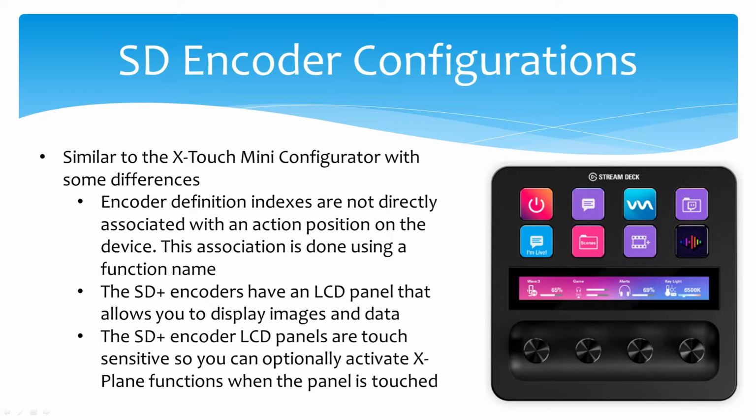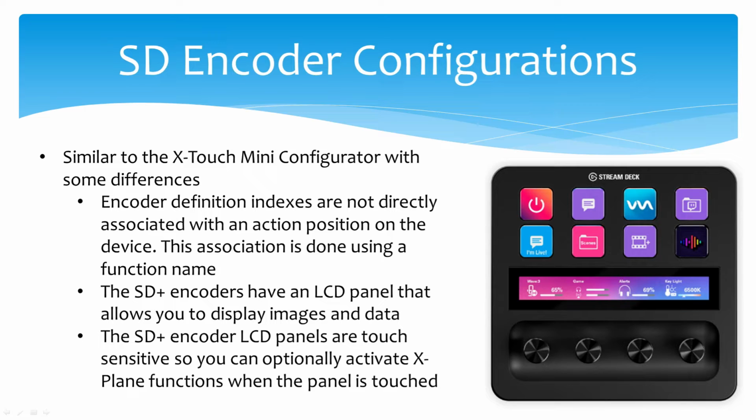The other advantage of the encoders on the Stream Deck is they've all got this little 100 pixel high by 200 pixel wide panel over the top of the encoder. And that panel is also touch sensitive. So if you touch it, you can actually get the simulator to do things based upon what you pressed on it. The X-Touch Mini does not have that panel.